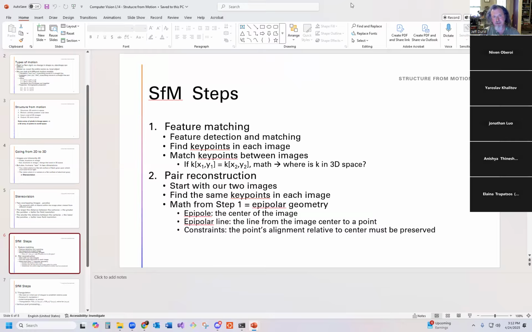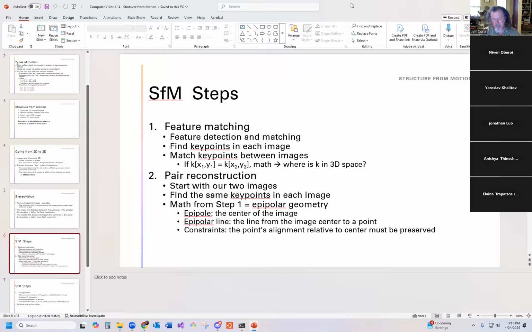So what we do is we find our features, we pick them out, we find those key points in each image, and if I know where a key point is in image 1, and I know where that same key point is in image 2, or if I know where it is in the left image and I know where it is in the right image, I can do a bunch of matrix multiplication to find out where that key point is in 3D space.